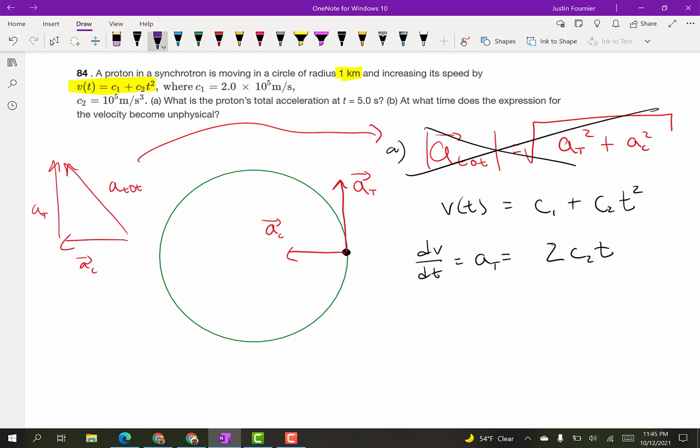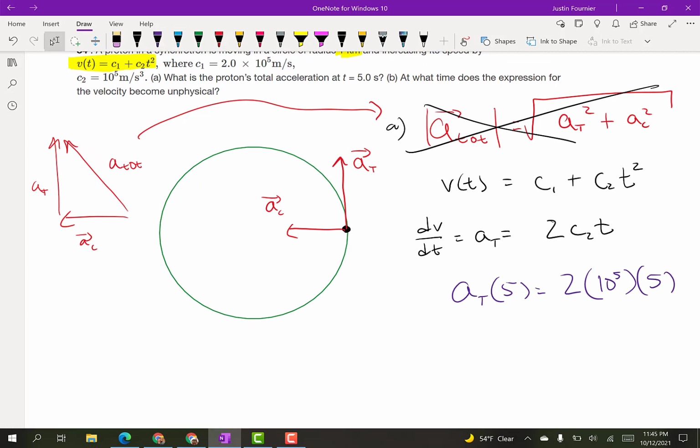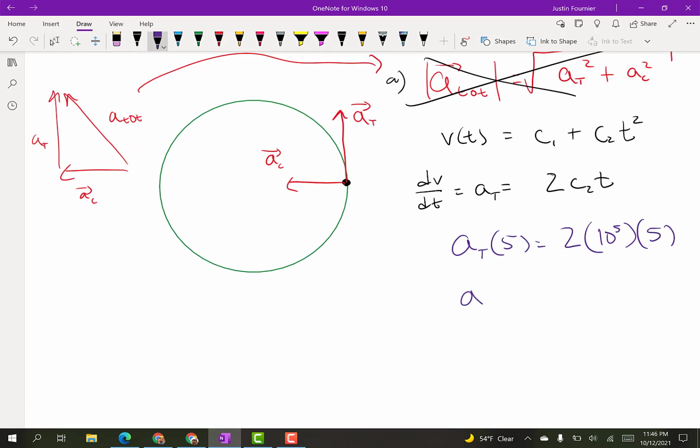So I can then find out my tangential acceleration at 5 seconds. So that's 2 times C2, which is 10 to the 5. And then I multiply that by 5 seconds, because that's what the question's asking me for. And I get another 10, so it's 10 to the 6 meters per second squared. Or 1 times 10 to the 6, or whatever you want. So that's my tangential acceleration. Let's hold on to that.